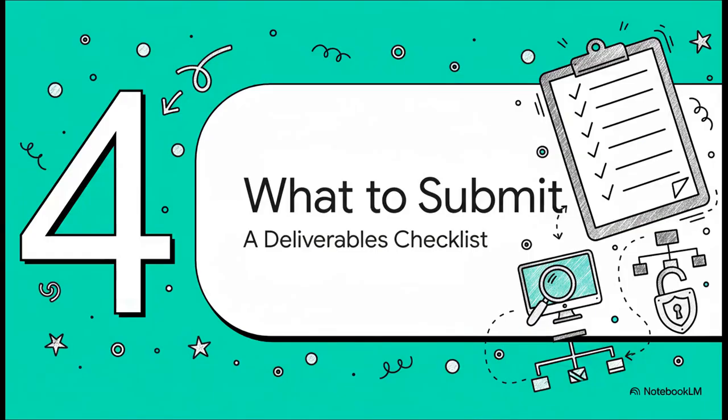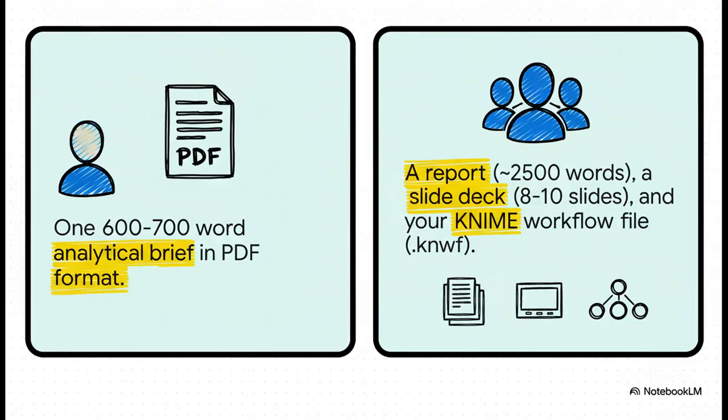All right, so you've done all the work. What do you actually need to submit? Let's look at the deliverables checklist. It's pretty simple. For Part A, your individual part, it's just one PDF brief. For Part B, the group part, there are 3 things: a big comprehensive report, a shorter summary slide deck, and your actual KNIME workflow file. So 3 items for the group, 1 for you individually.